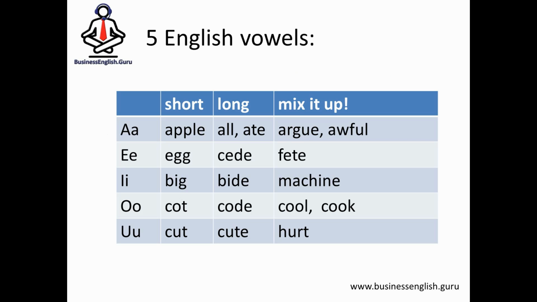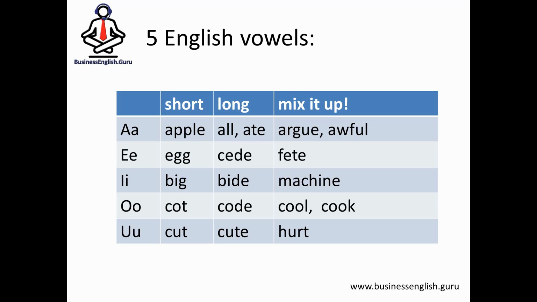Now as you know, there are 5 English vowels: A, E, I, O and U. And they can have short or long sounds, as in apple, all, ate, egg, seed, big, bide, cot, code, cut, cute. And then if we add some other consonants, or if the word comes from a foreign lineage, then it changes the way that the vowel is pronounced altogether.